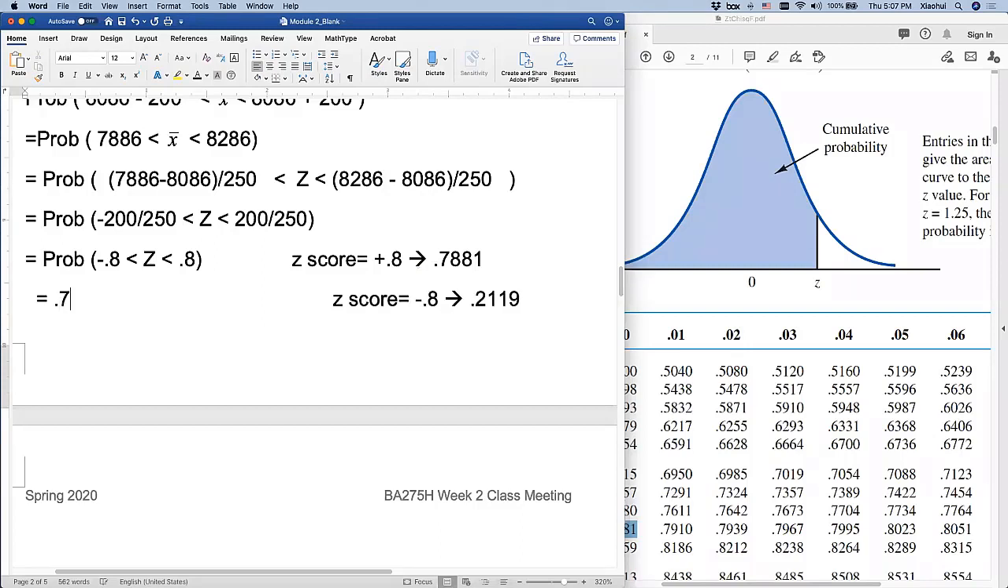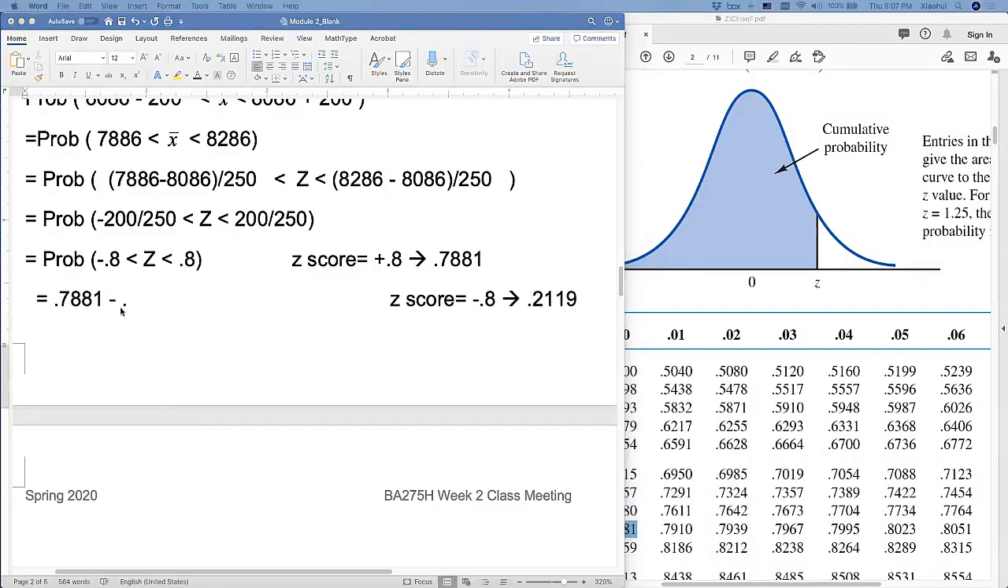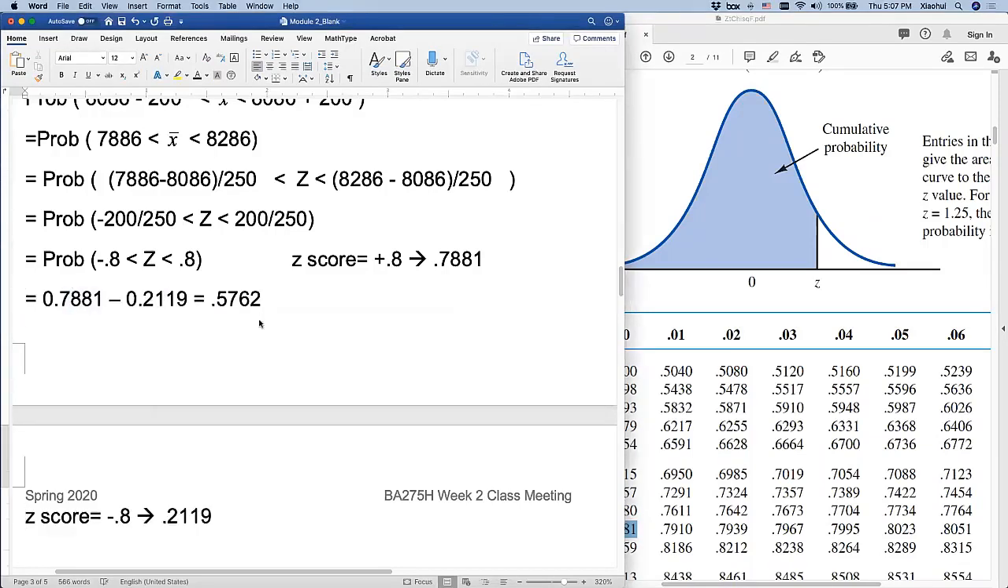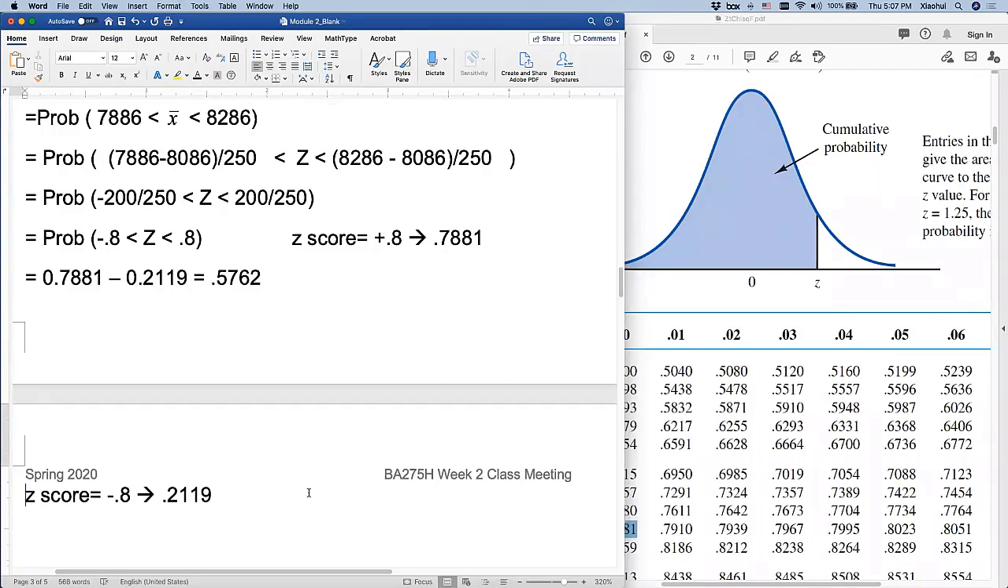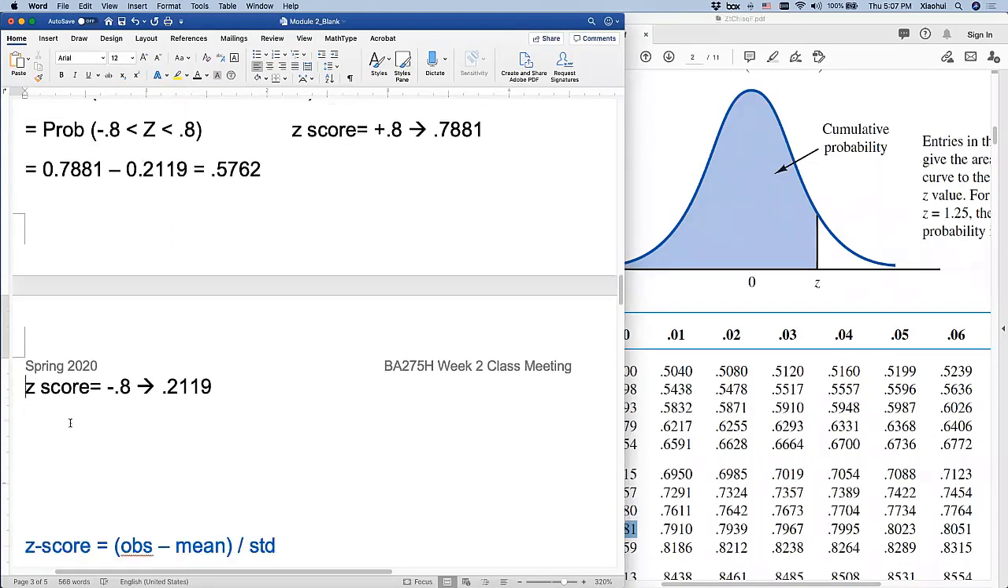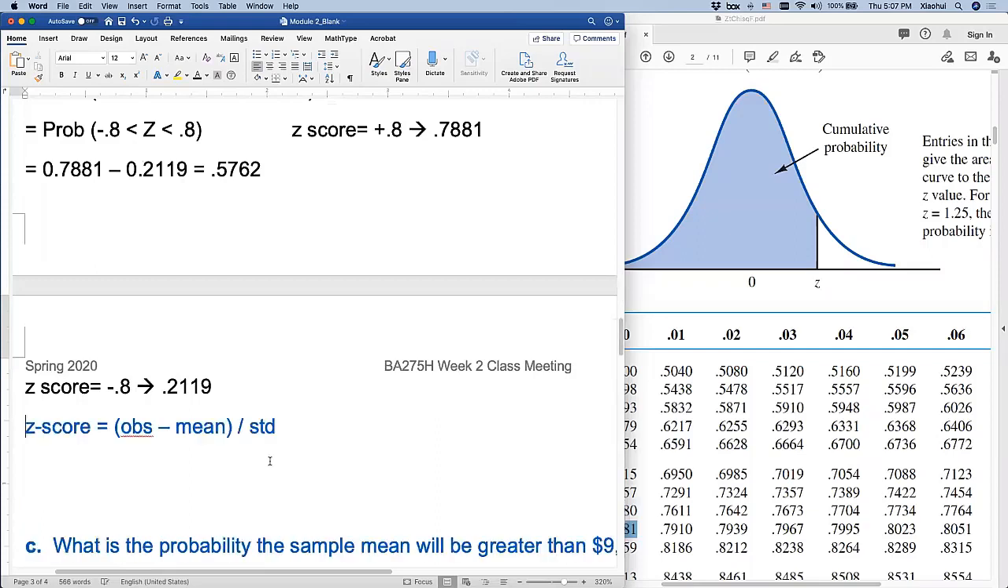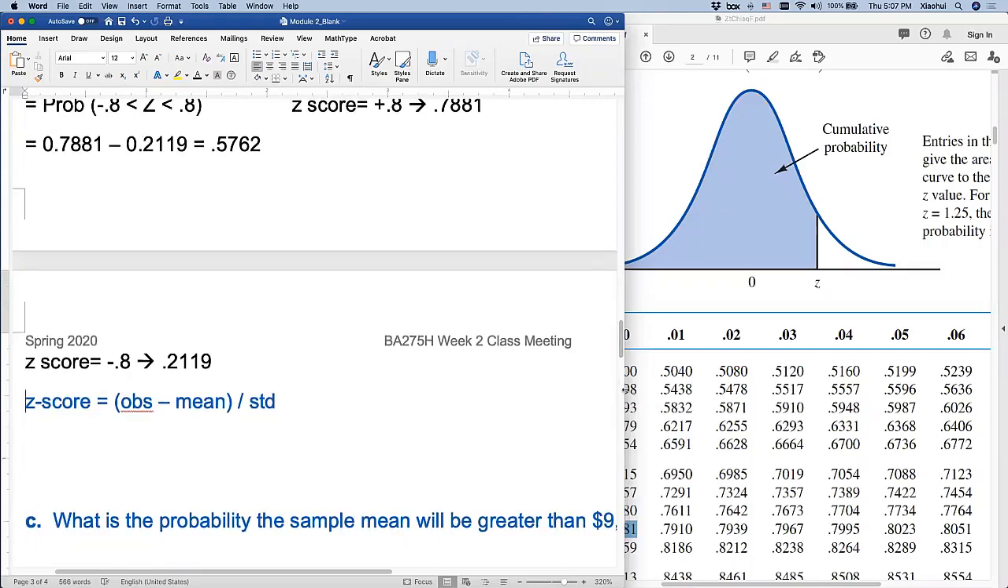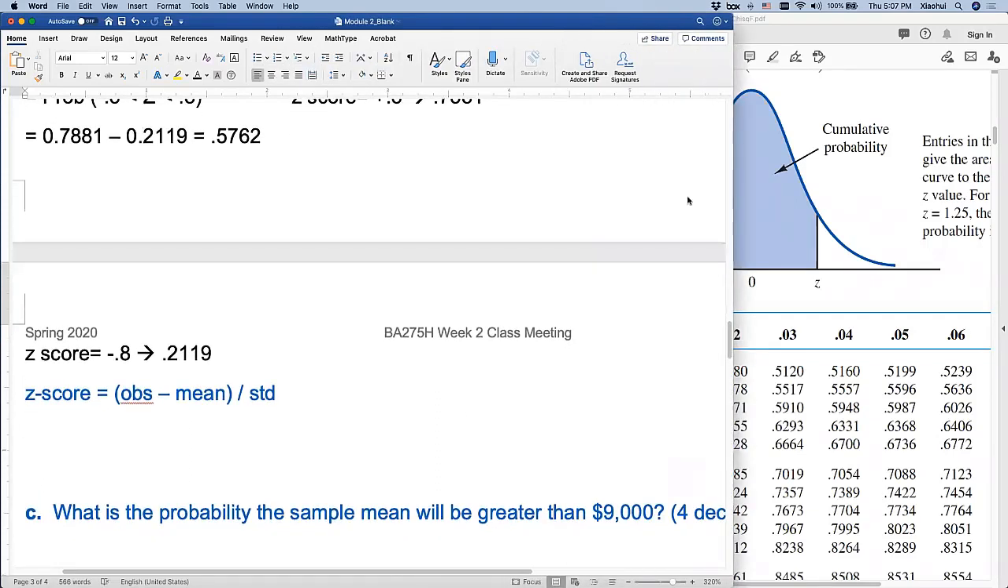Hopefully you guys are working with me. You should be able to get the number, right? The number is 0.5762. Is it clear how I solve this problem? Yes. Great. Let's take a look. I think I'm going a little bit too slow. I was hoping that you guys would also work on some of the exercise.